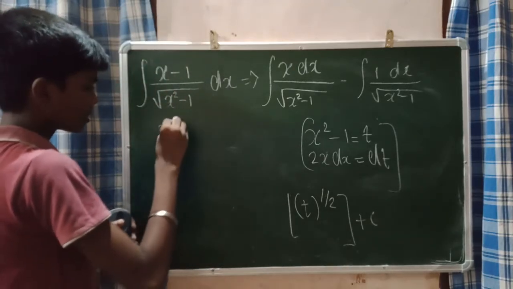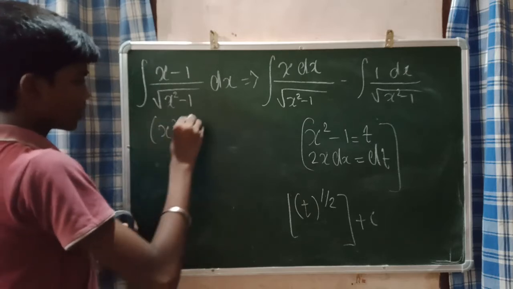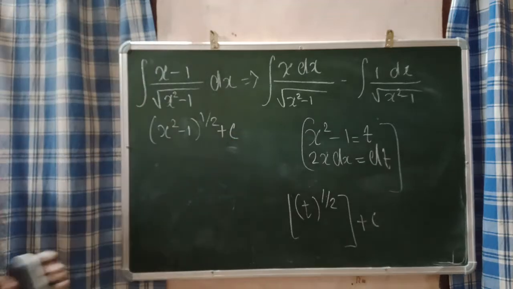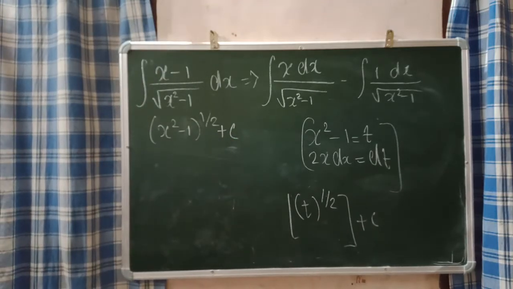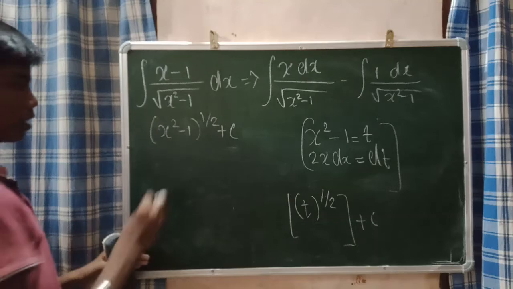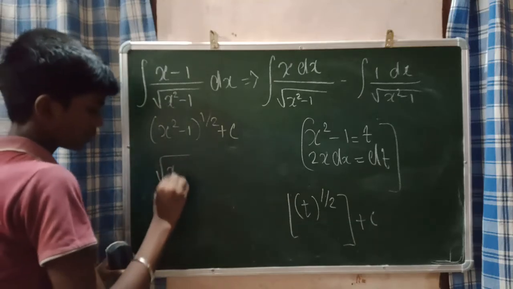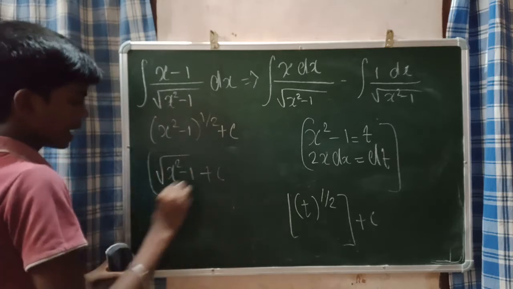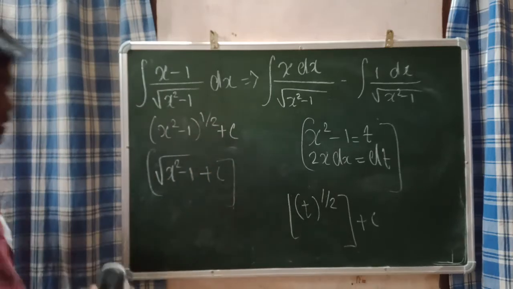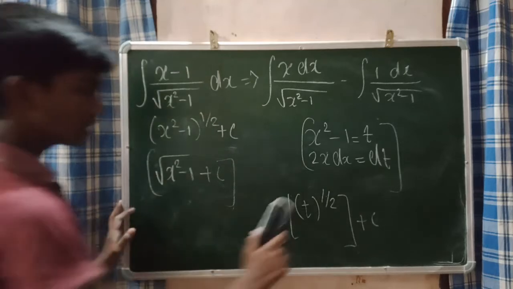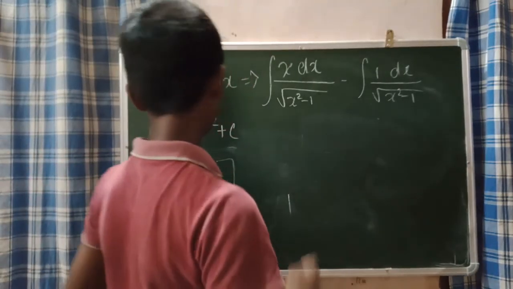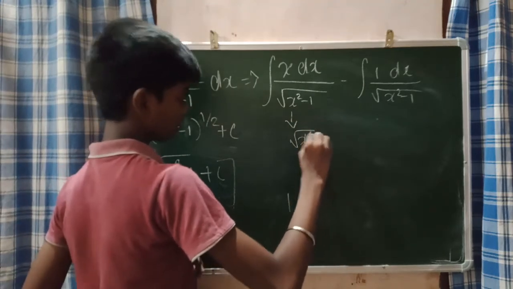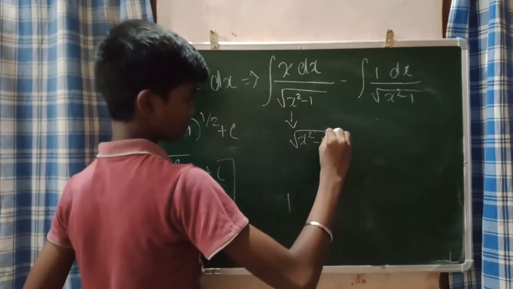So x square minus 1 power 1 by 2 plus some constant is the value for the first integral. x square minus 1 power 1 by 2 is root of x square minus 1, plus some constant is the value for this integral. That means you have found the value of the first integral, and that is nothing but root of x square minus 1 plus some constant.